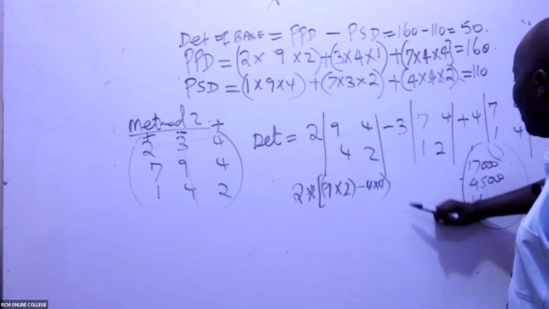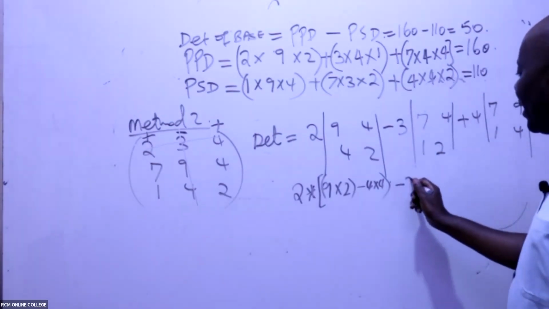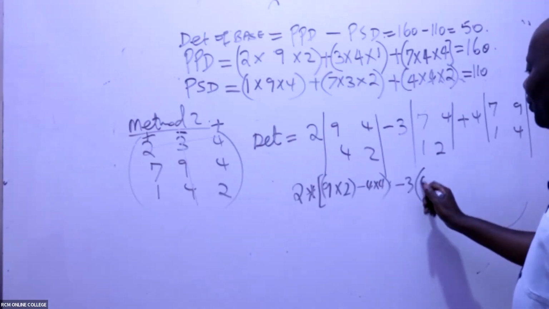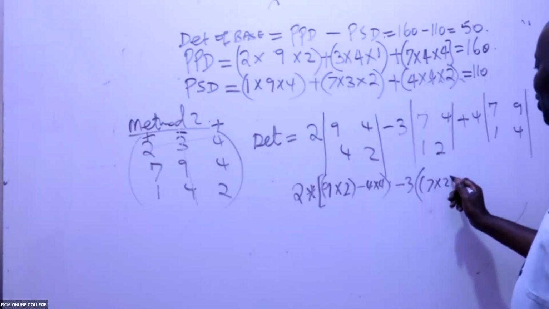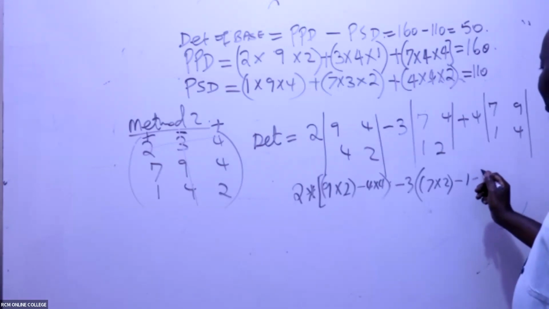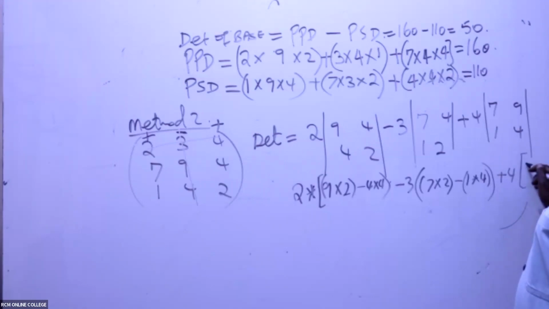And then you continue, ladies and gentlemen, good students. So the next one here will be minus 3 into 7 times 2, minus 1 times 4, plus 4 into 7 times 4, minus 1 times 9.